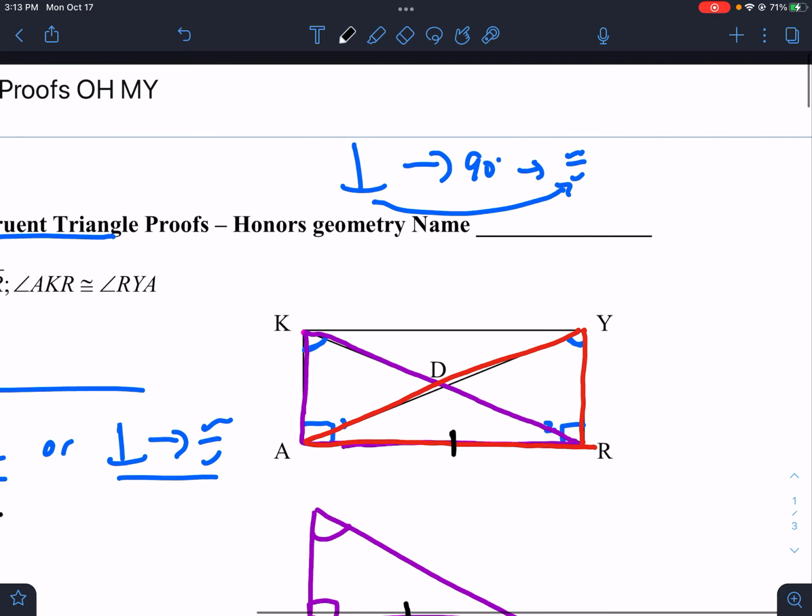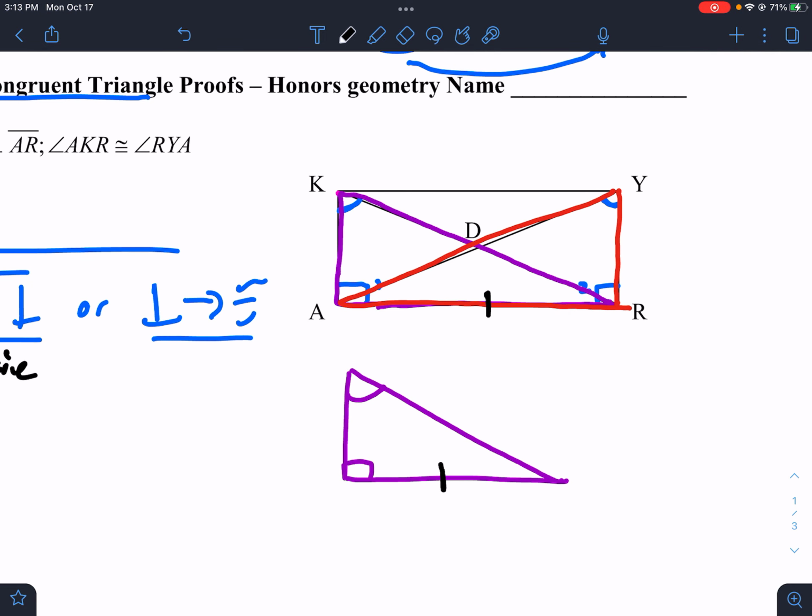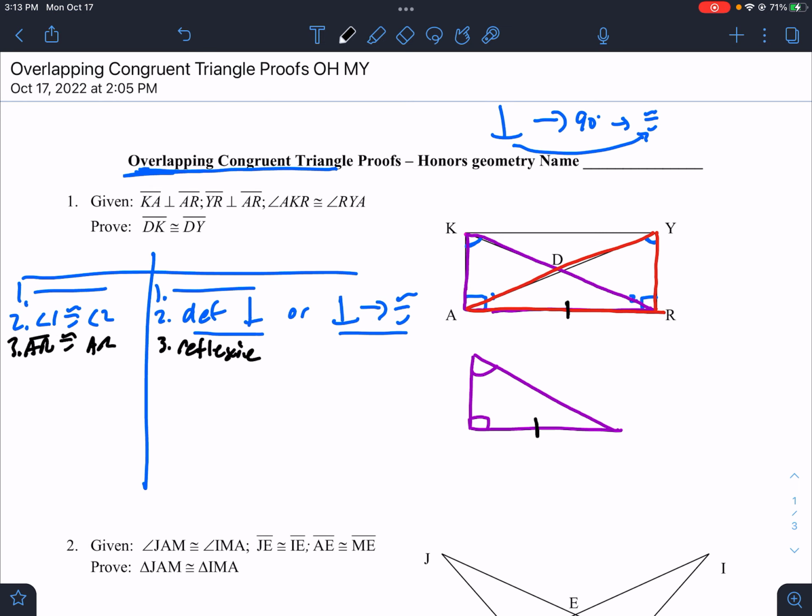So do I now have three parts? It's angle, angle, side. I got it. So I can now say triangle KAR is congruent to triangle YRA. You got to name them correctly. And that is angle, angle, non-included side. Angle, angle, non-included side, AAS.